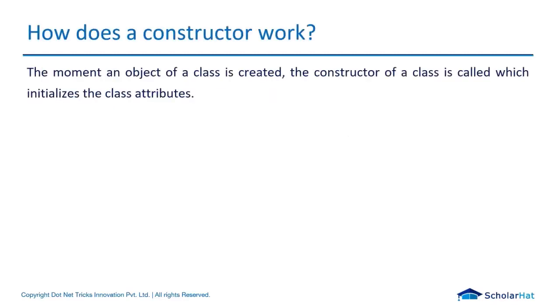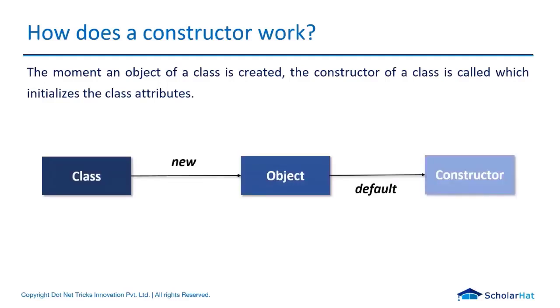How does a constructor work? The moment an object of a class is created, the constructor of a class is invoked, which initializes the class attributes or whatever piece of code you write there. Generally, we do not use a constructor for reading and writing or doing any processing. We just use it to initialize the class attributes or instance attributes. This is how it works.